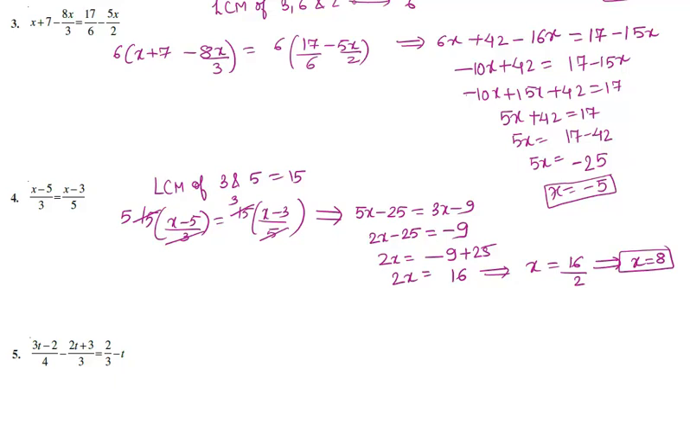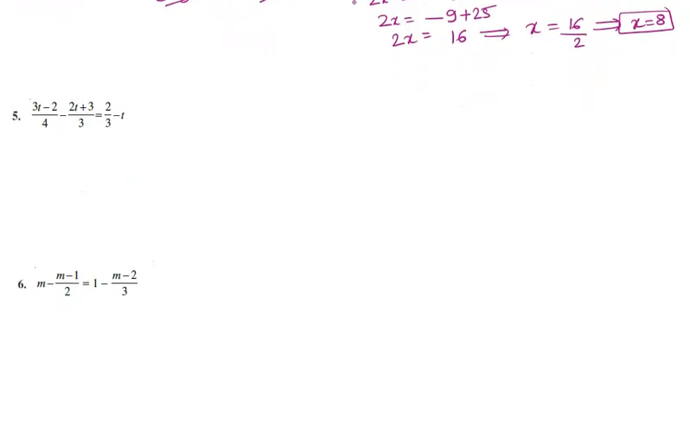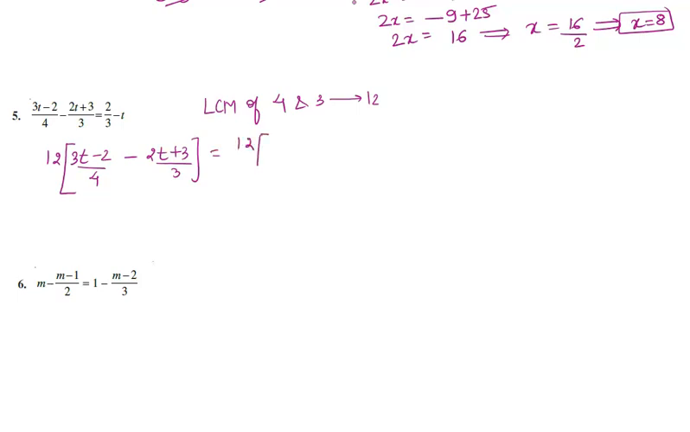Let's move on to the next question, question number 5. Again, let us first take the LCM of all the denominators, which is 4 and 3 in this case. So LCM of 4 and 3 would be 12. Let us multiply with this 12 on both the sides of the equation. So 12 times, now here you have the entire term, (3t minus 2)/4 minus (2t plus 3)/3. And on the right also we have 12 times (2/3 minus t).